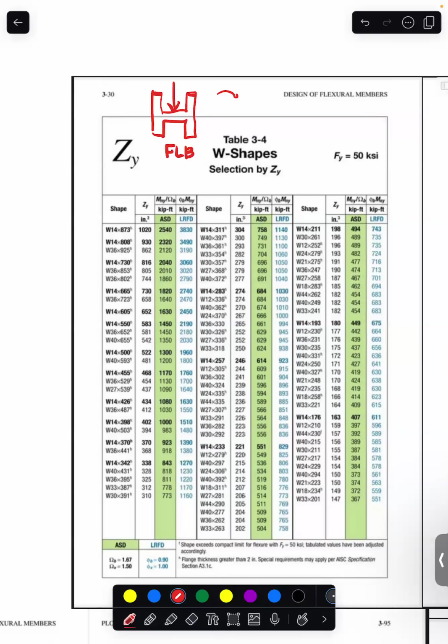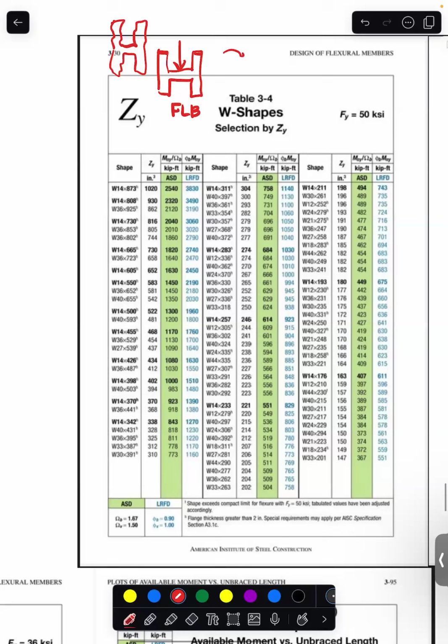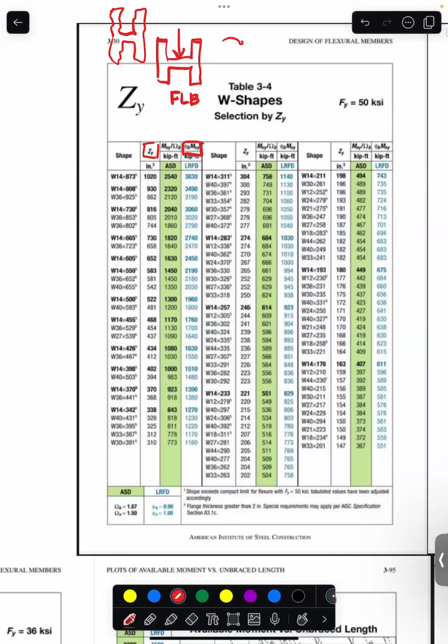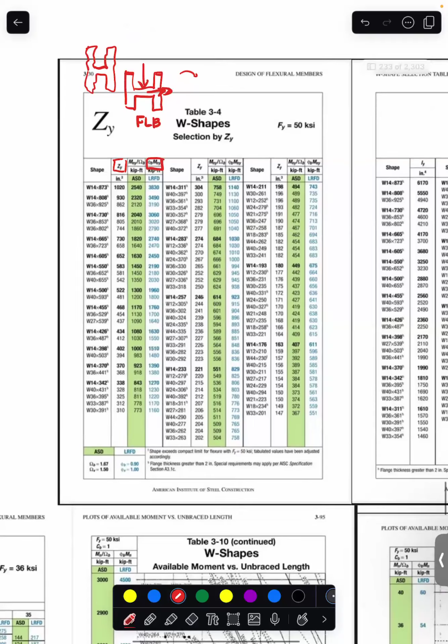Yung FLB dito, mag-buckle ng ganyan, magre-reduce ng konti yung effective na strength na kakayanin niya. Kaya ganito yung layout lang na selection by Z sub Y, tapos M sub Y lang yung available natin na values. So ganun yung selection. So pag sinabi na yung bending moment is along the weak axis, nandito yung bending moment mo, weak axis. So ito yung gagamitin natin, 3-4.